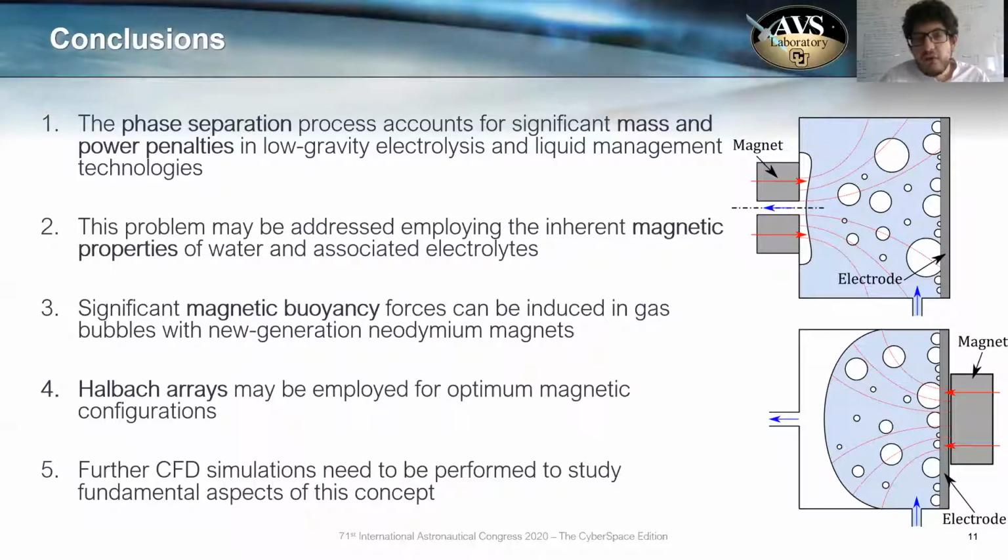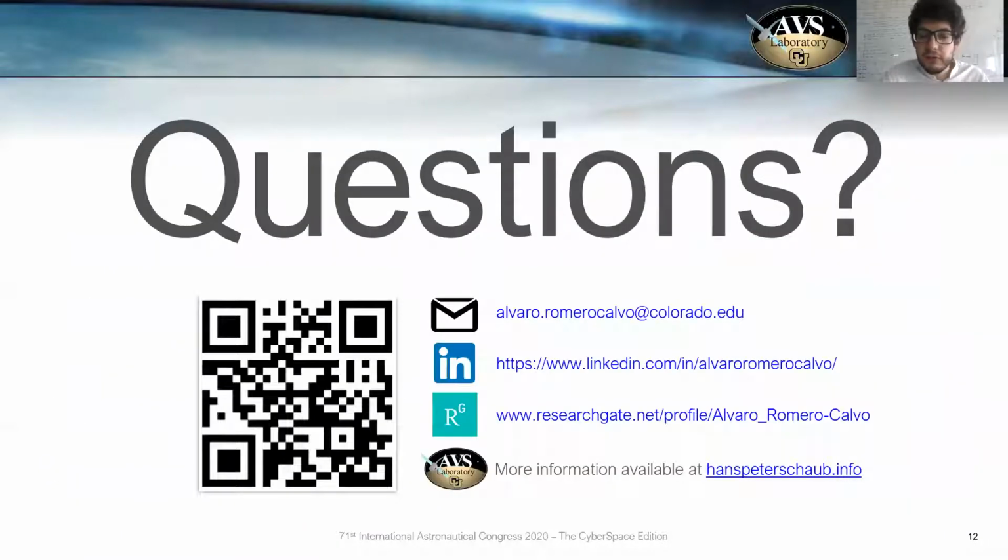Halbach arrays and other smart magnetic configurations can be employed to optimize our systems, but further CFD simulations, numerical simulations, or experiments need to be carried out to understand some of the fundamental aspects of this concept of operation of electrolytic cells. That was all for today.